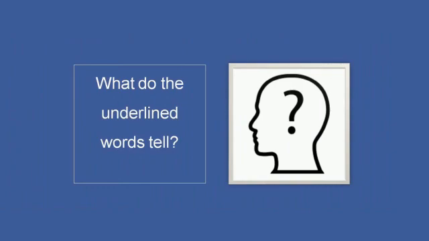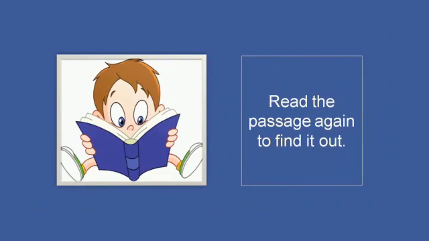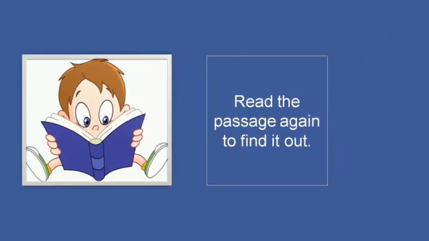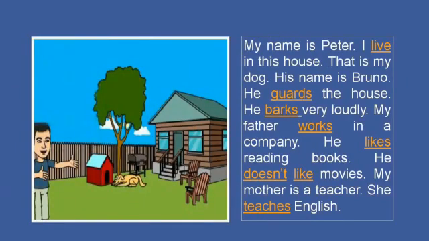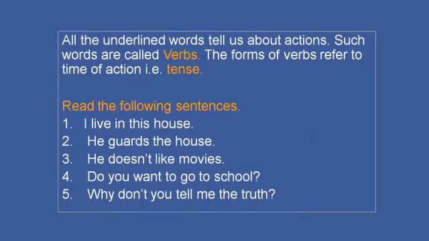What do the underlined words tell? Read the passage again to find it out. Students, you must have noticed that all the underlined words tell us about actions. Such words are called verbs. The forms of verbs refer to time of action, that is, tense.